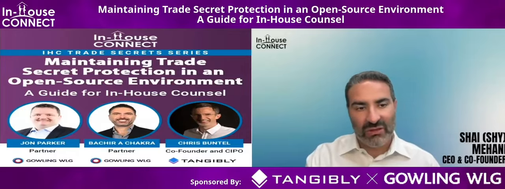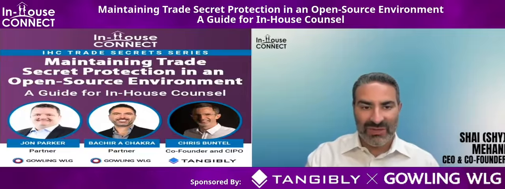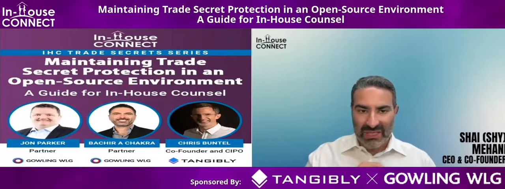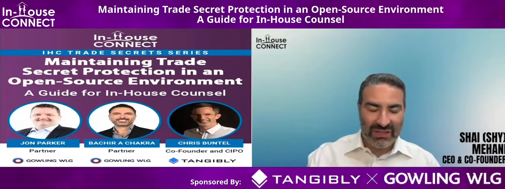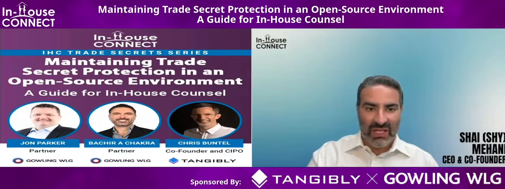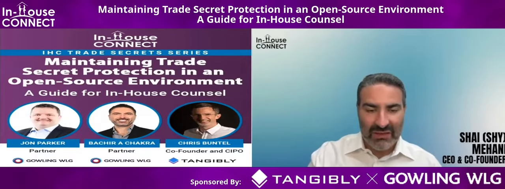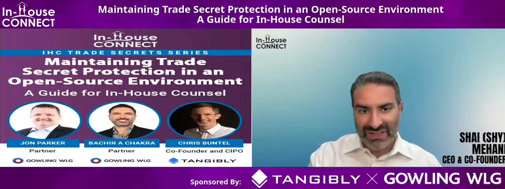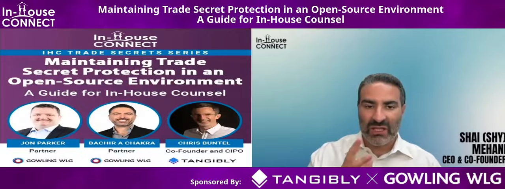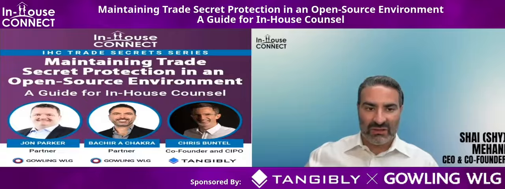Next, we have Bachir Chakra. Bachir is a Gowling WLG partner based in Riyadh and has over 17 years of regional and international legal experience in IP, technology, corporate commercial matters, procurement, and media. He's proficient both in common law and civil law and has a strong track record of providing practical, clear, and legible legal advice to clients. Having previously worked at top law firms and in-house roles in Saudi Arabia, UAE, Singapore, and Canada, Bachir brings with him a deep understanding of the regional and international legal landscapes. He has worked with people in the Middle East, Far East, and North America, and they all greatly appreciate his leadership, project management, contract drafting, and negotiation skills.